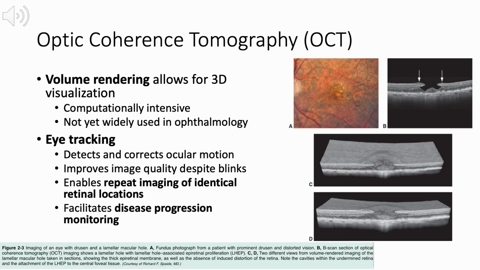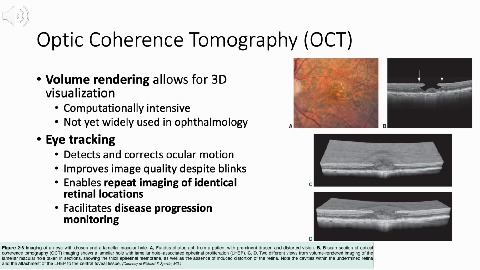Eye tracking technology addresses one of the major challenges in OCT acquisition: ocular motion. By detecting and correcting for eye movements, eye tracking improves image quality even in the presence of blinks. It also enables repeat imaging of identical retinal locations over time, which is critical for accurately monitoring disease progression and treatment response. The accompanying figures demonstrate these concepts in a clinical context.